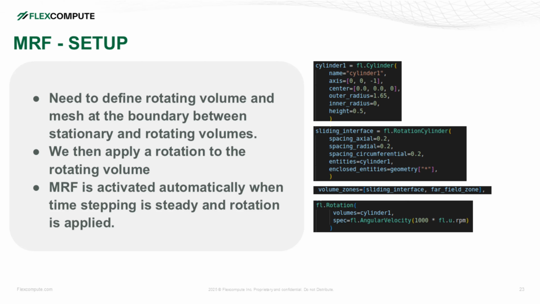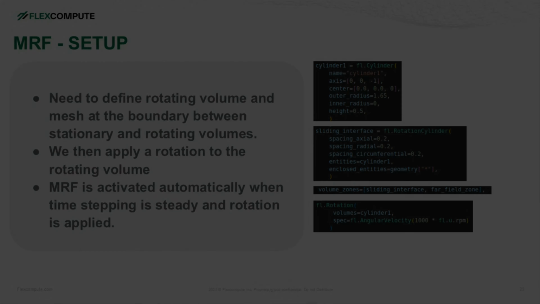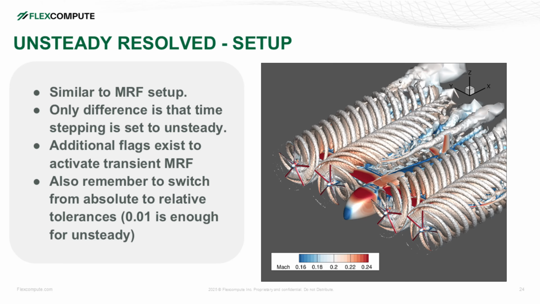MRF setups require defining the rotating volume and mesh at the boundary between the stationary and rotating volumes. You then apply a rotation to the rotating volume. MRF is activated automatically when time stepping is set to steady and the rotation is applied. Unsteady resolved blade simulations follow the same setup as MRF, but you will switch to unsteady time stepping, so the rotating region physically rotates, and switch from absolute to relative tolerances.